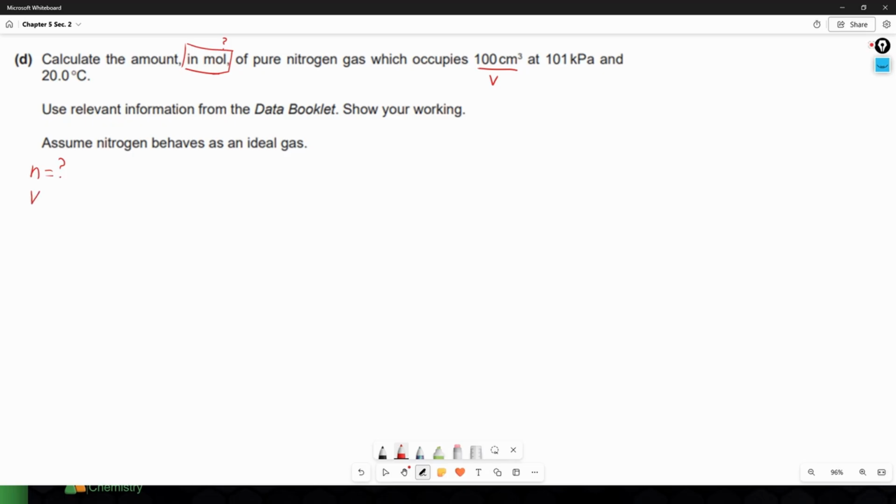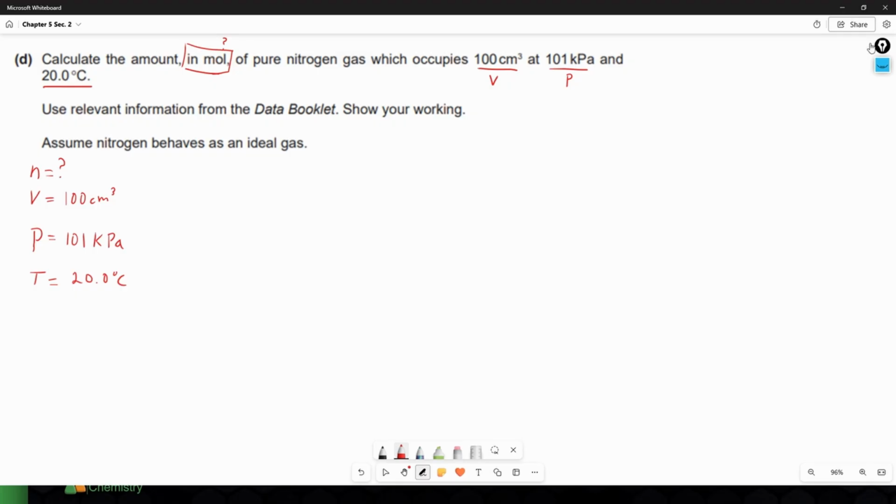So volume would be 100 cubic centimeters. 101 kilopascals would be the pressure. We can tell by the units here that they're in pascals. So the pressure is 101 kilopascals and 20.0 degrees Celsius, which is our temperature. Now we can tell from this that we have 3 out of the 4 properties, and we're looking for the fourth one, number of moles.